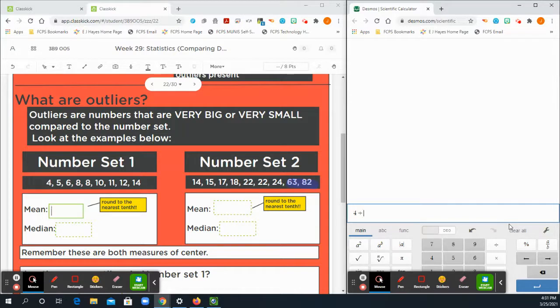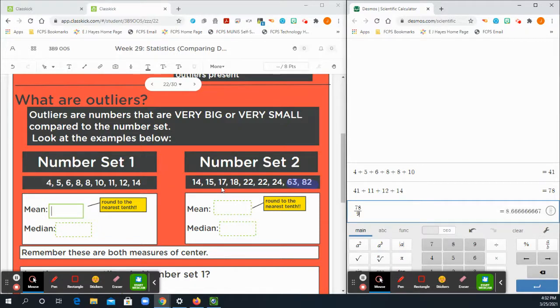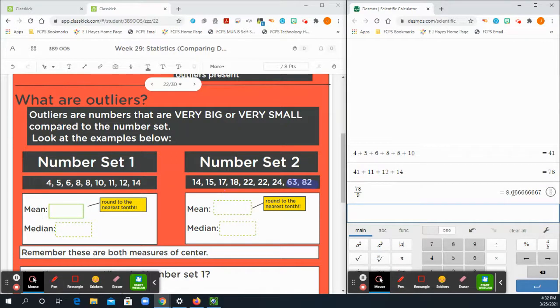I'm going to do 4 plus 5 plus 6 plus 8 plus 8 plus 10 plus 11 plus 12 plus 14. So when I add all those up, I get 78, and there's 1, 2, 3, 4, 5, 6, 7, 8, 9. 78 divided by 9, unless I counted wrong or added wrong, I get 8.6 repeating, so I'm going to go ahead and put 8.7 because this 6 would round up to 7.